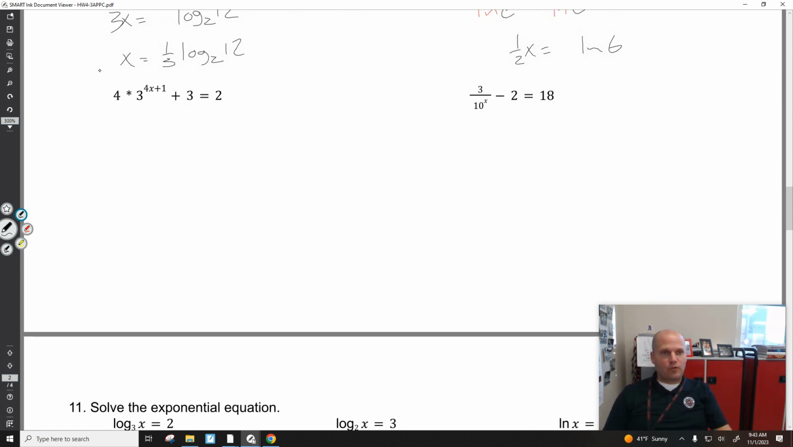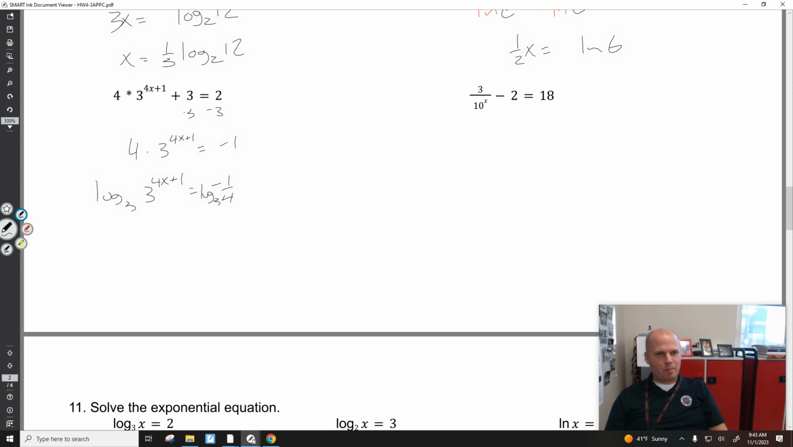Same thing with what I would do first. I wouldn't divide by 4 first, or else you've got to divide this 3 by 4 first. I would subtract 3, divide by 4. I get 3 to the 4x plus 1 equals negative a fourth. I don't like this question. It's not possible to do because 3 to a power is always positive. I'm going to go ahead and keep going, but we made a mistake setting up this problem.